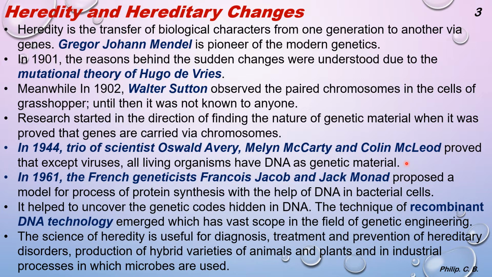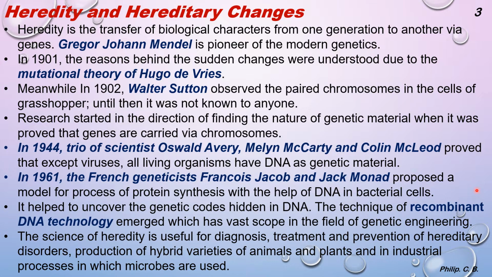Then in case of virus, what will be the genetic material? It is RNA. In 1961, French geneticists Francois Jacob and Jacques Monod proposed a model for the process of protein synthesis with the help of DNA in bacterial cells.